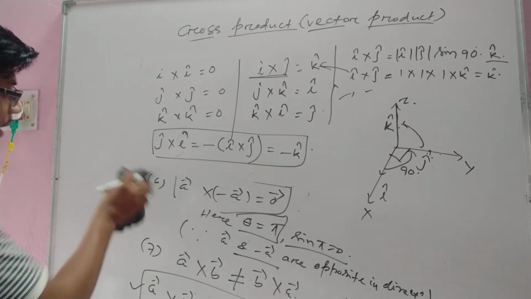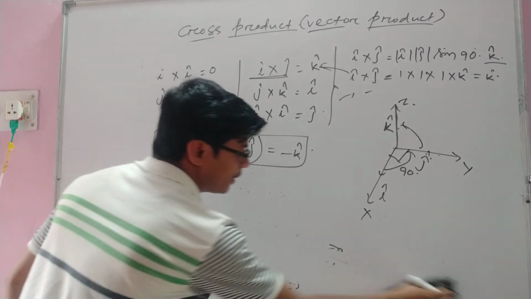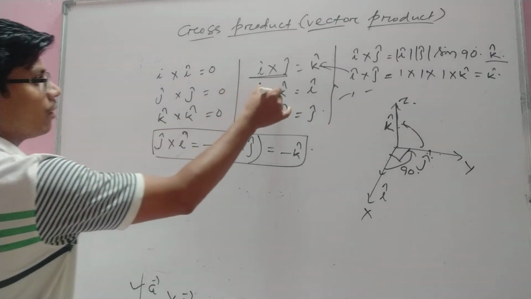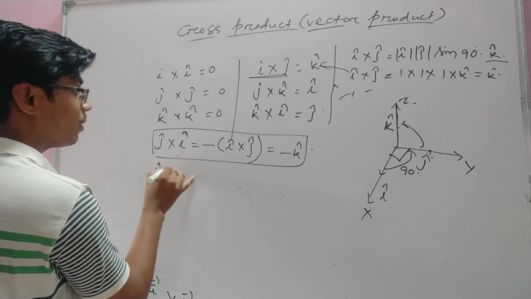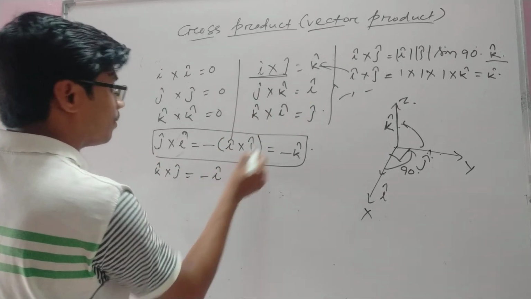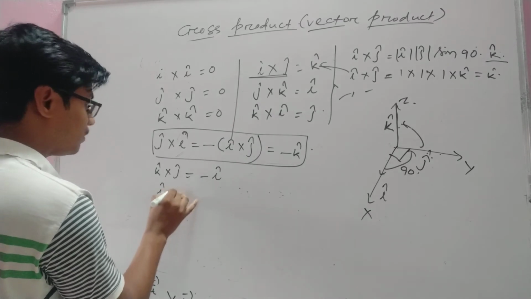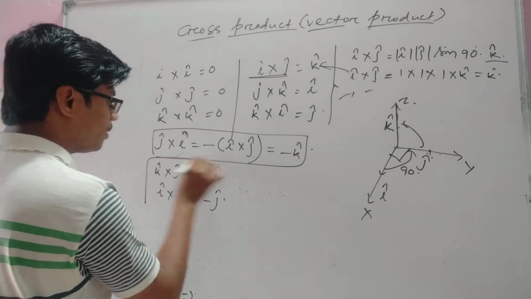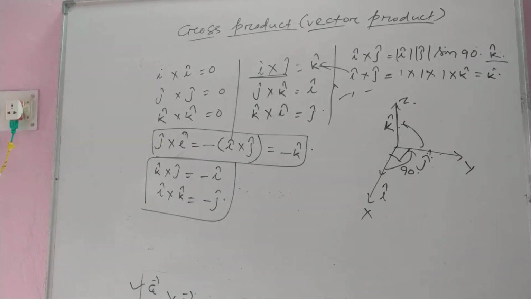Similarly, how we get the reverse of this: k cross j is equal to minus i. Similarly, i cross k is equal to minus j. These are the results we will use in the next topic.